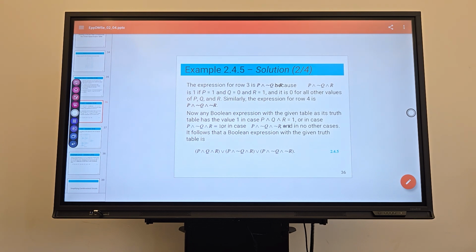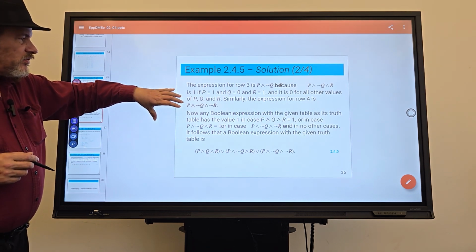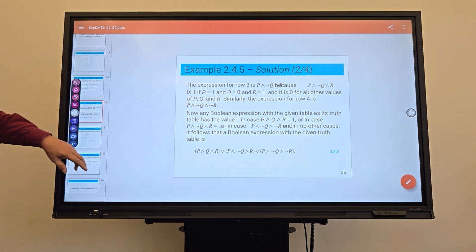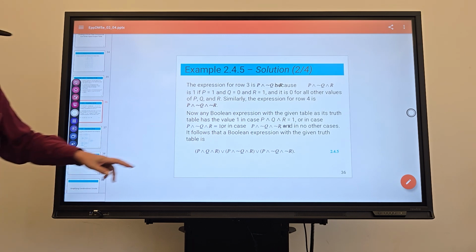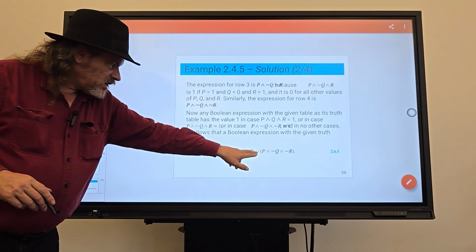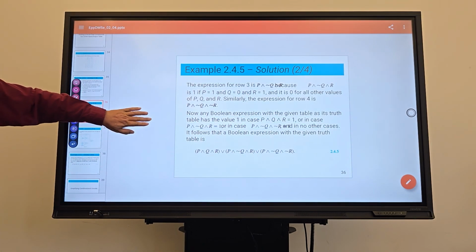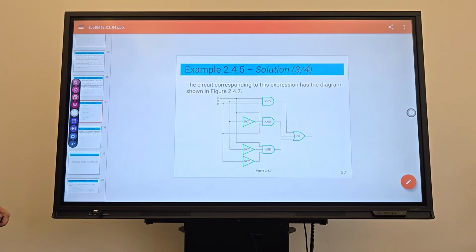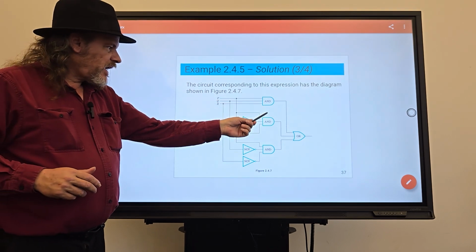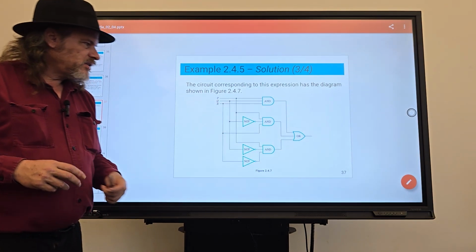So you have those 3 expressions, then you OR them together because you want one or the other inputs. So you do OR operations between them. And then the corresponding circuit goes with it. This operates under the assumption that you have 3-input AND gates available and a 3-input OR gate available.